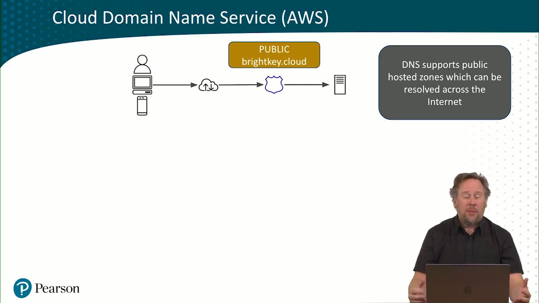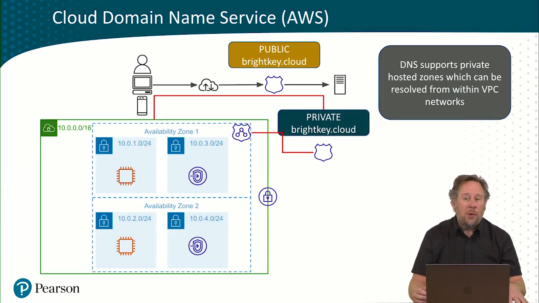AWS has a service named Route 53, which performs DNS. And while it can perform a lot of the same things as classic DNS, like public hosted zones, which can be resolved across the internet, it also gives you the option of creating private hosted zones. These can be resolved within specific VPC networks.